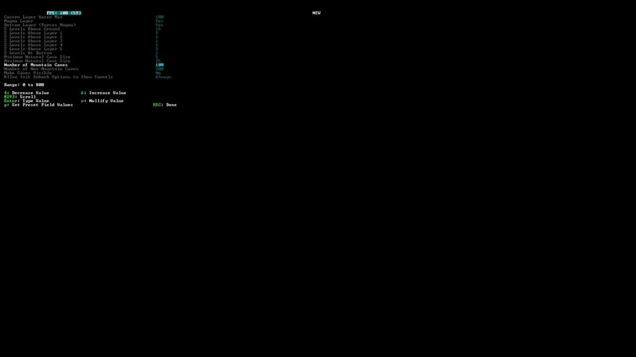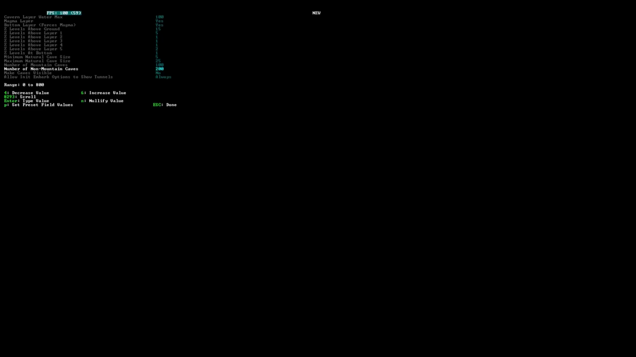Number of mountain caves, 100. Ooh, hold on. Number of mountain caves. There's the number of caves that will be generated. Lurking kobolds set up shop in caves. So if you want a lot of kobolds, set this higher, and there'll be a lot more kobolds that will appear. And they're just nuisances.